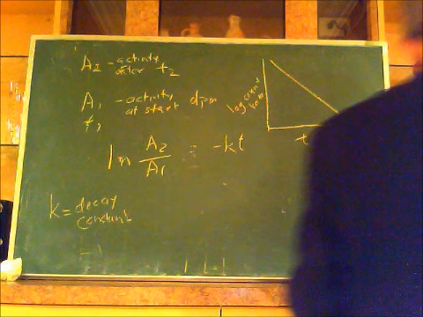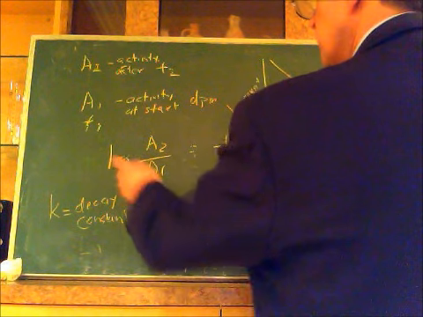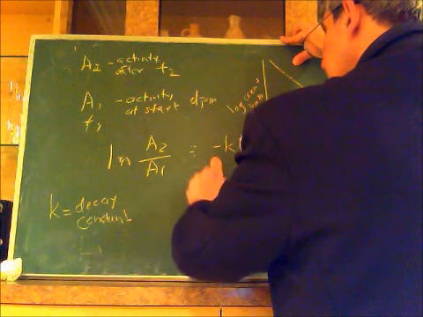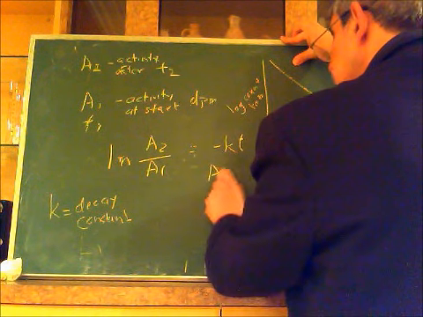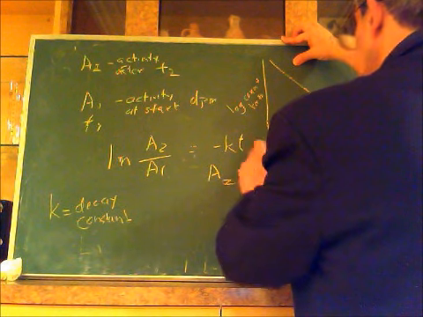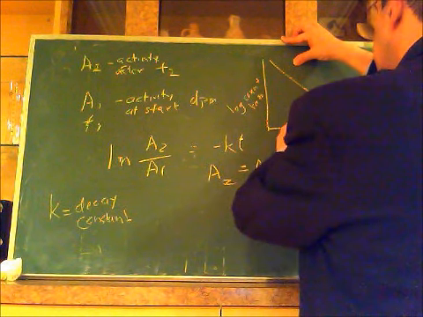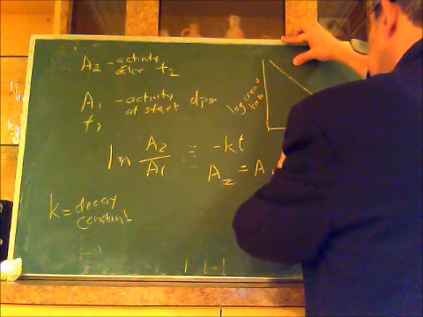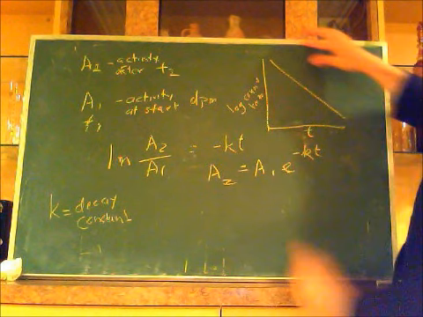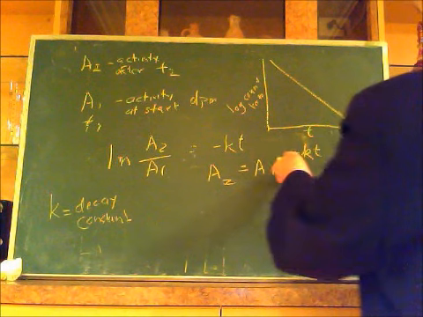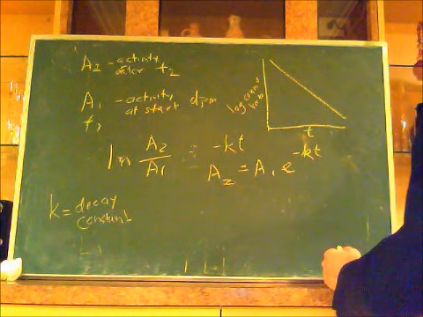And this isn't always the most useful way of expressing this. Another way that we can do it is, if we don't want to do it in the logarithmic form, we can write this out in the exponential form, and we can say that A2 equals A1 times e to the minus kt. So both of these are equivalent expressions. It's just that one is written in the exponential form, the other one in the logarithmic form.